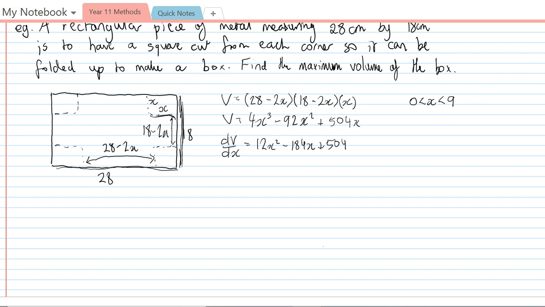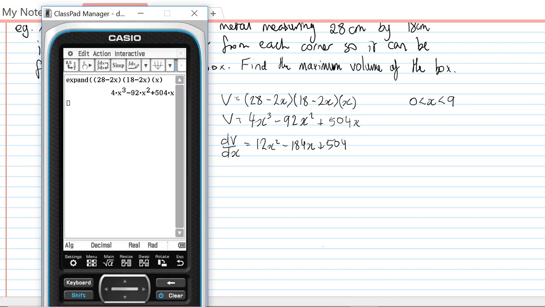Now, the other thing that I'll say about these questions is that they tend to be fairly tricky. They won't necessarily work out nicely, and you'll usually have decimal places involved. So you have to be using your calculator to solve these kinds of questions. So I'm just going to do that here.